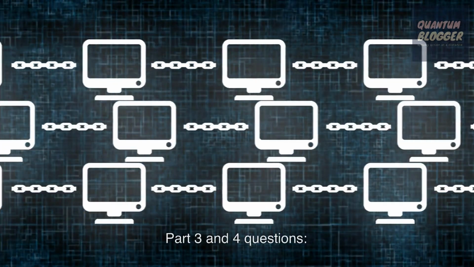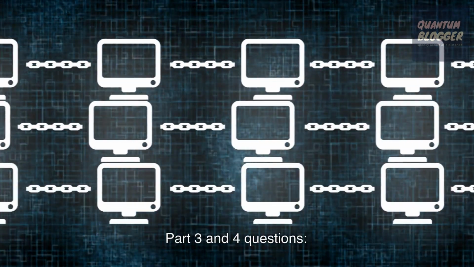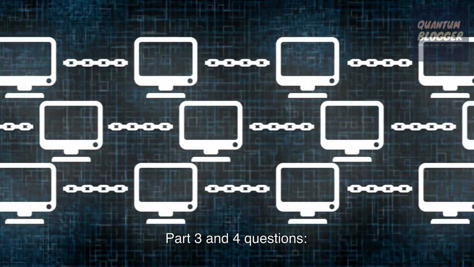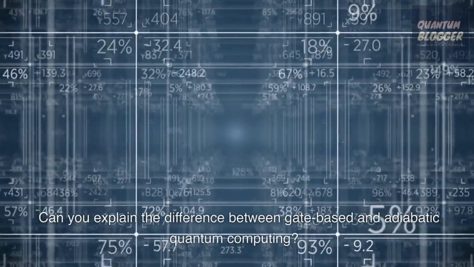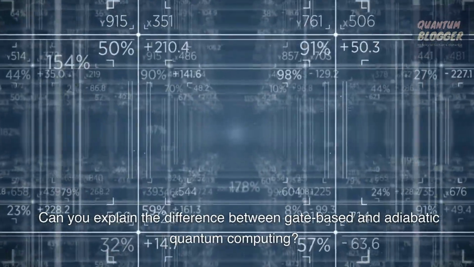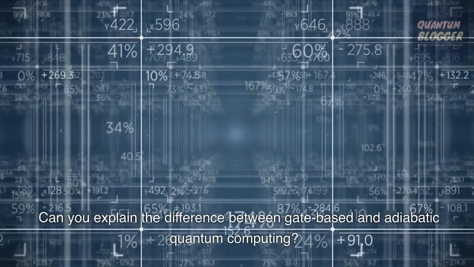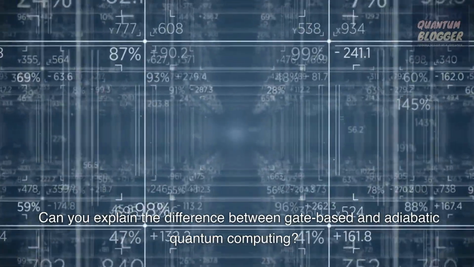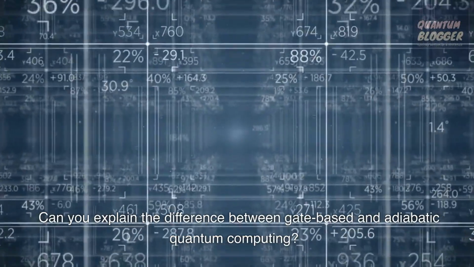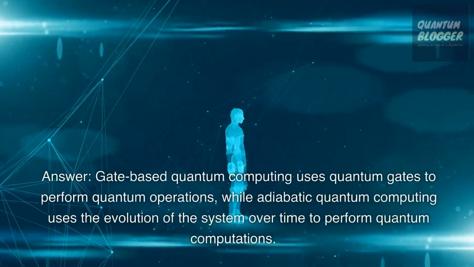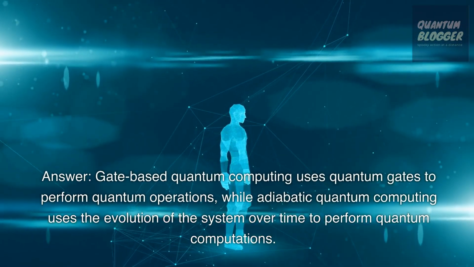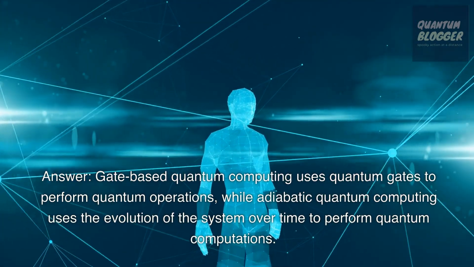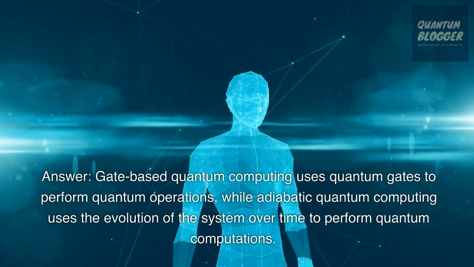Part 3 and 4 questions. Can you explain the difference between gate-based and adiabatic quantum computing? Answer: Gate-based quantum computing uses quantum gates to perform quantum operations, while adiabatic quantum computing uses the evolution of the system over time to perform quantum computations.